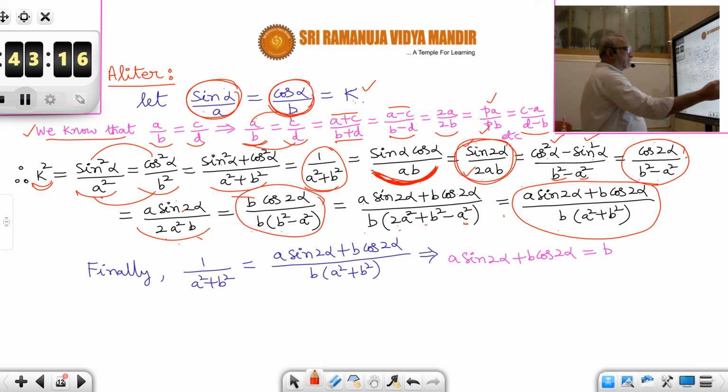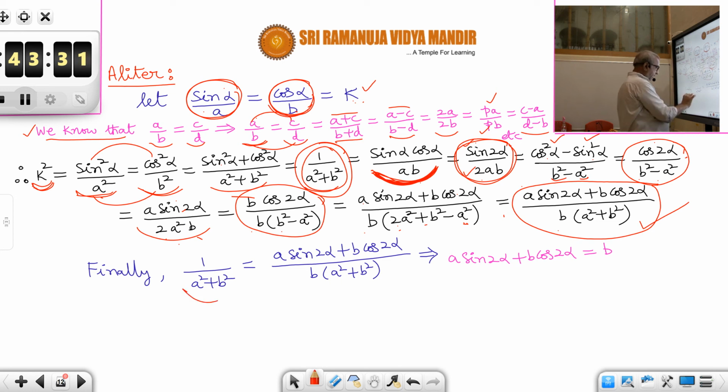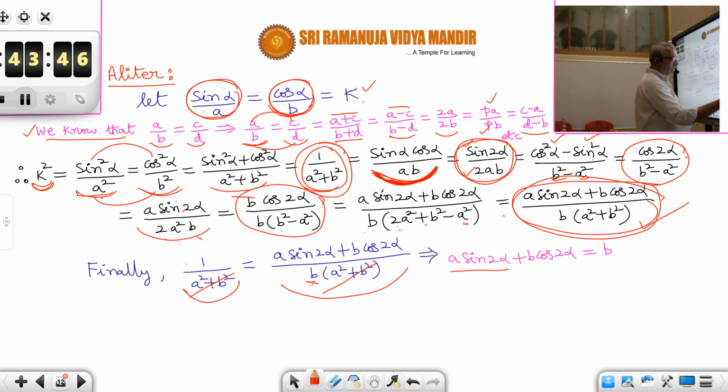See, the important point here is that all these are equal. What I have written, starting from k square up to here, all these are equal. But out of that I will take these two, 1 by a square plus b square, and the last one. These two are also equal. Now on both sides a square plus b square can be cancelled out in the denominator. This denominator b, if I bring it to the left side, I will get a sin 2 alpha plus b cos 2 alpha is equal to b. So this way also I can prove it.